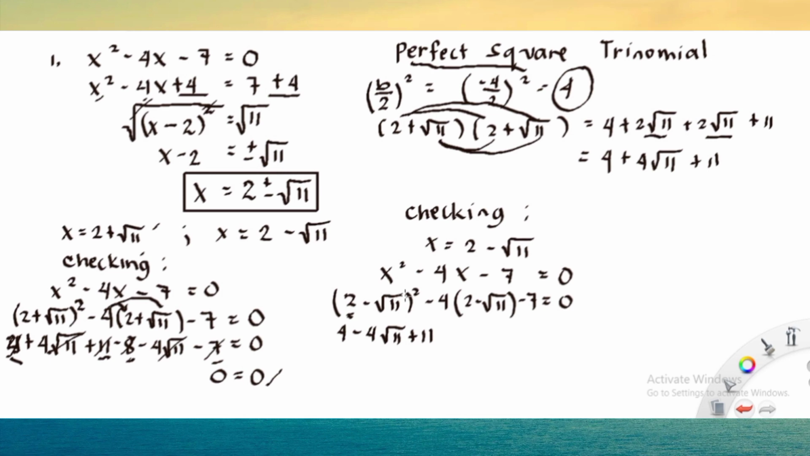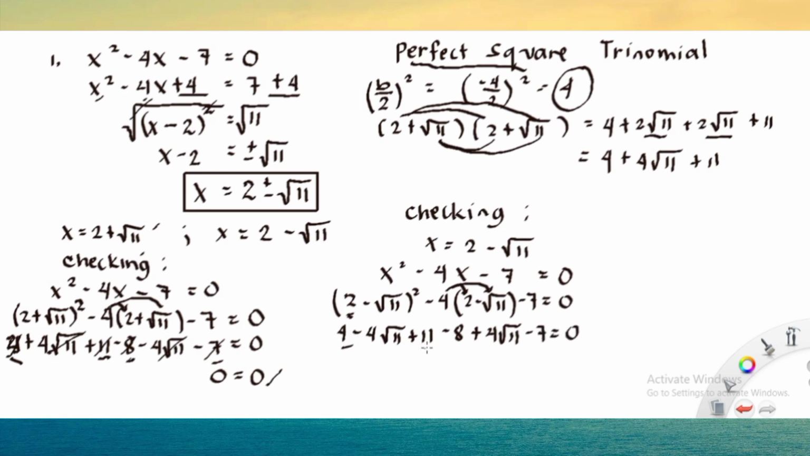Or we just look here, since we already took this from here. Okay? Anything will do. And then negative 4 times 2 is negative 8. Negative 4 times negative square root of 11 will become positive 4 square root of 11. Copy minus 7. Is it equal to 0?